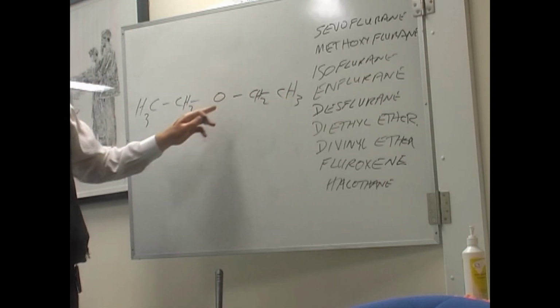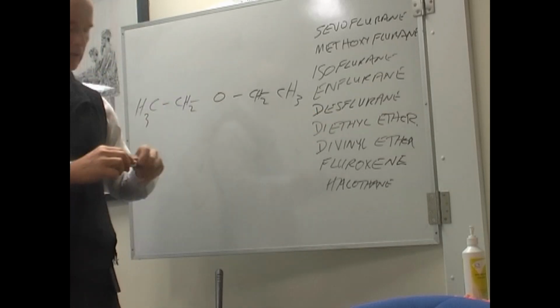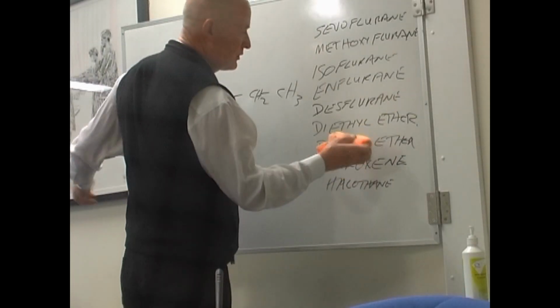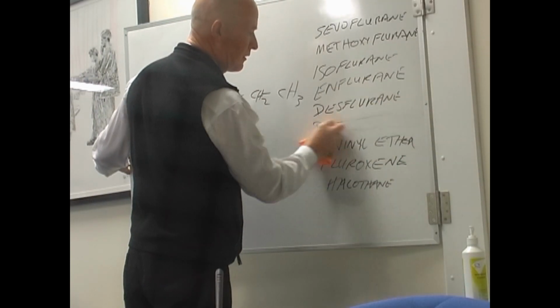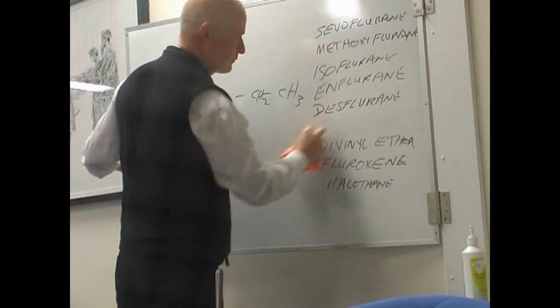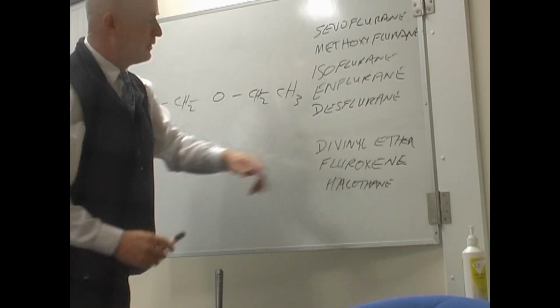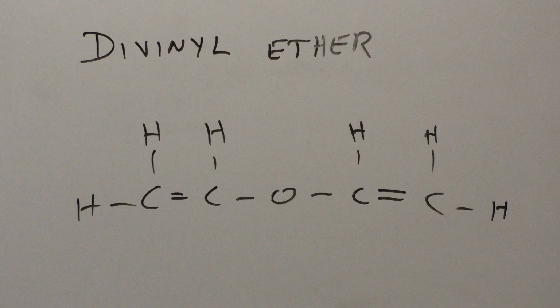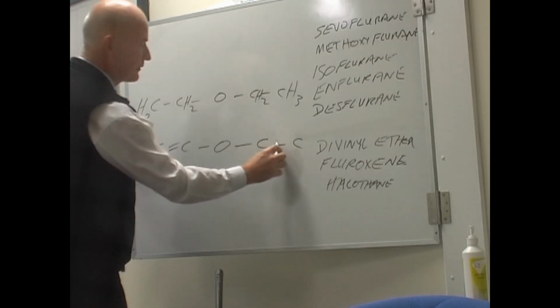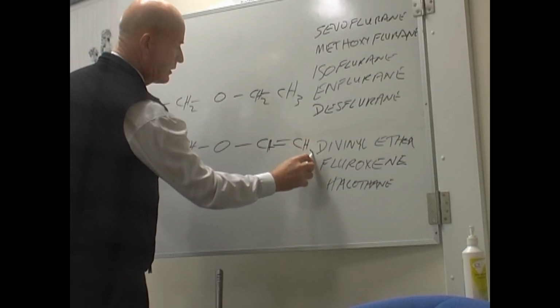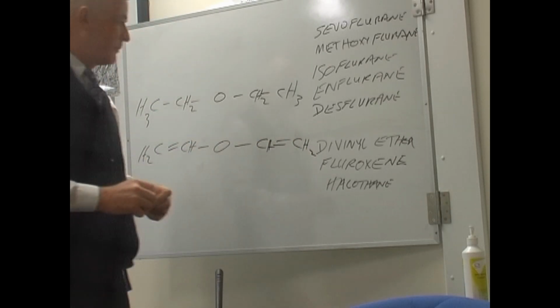So diethyl ether, a very long-standing volatile anaesthetic agent. It's been used since it was originally described way back in the middle of the 19th century. Now, a vinyl configuration is just where you've got double bonds between sequential carbons. So divinyl ether is almost the identical structure as diethyl ether, except you have a double bond between the carbons. So this then becomes H2, H, H, and H2, so you've got 4 connections for each of the carbons.